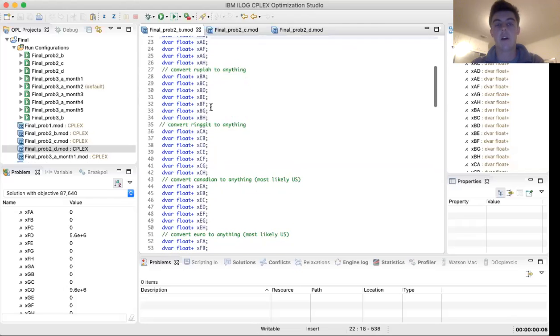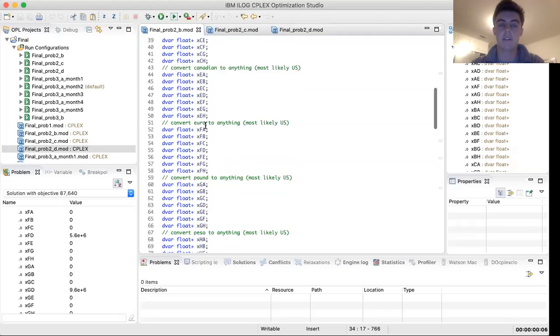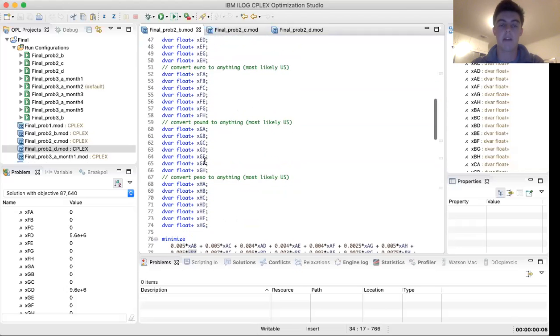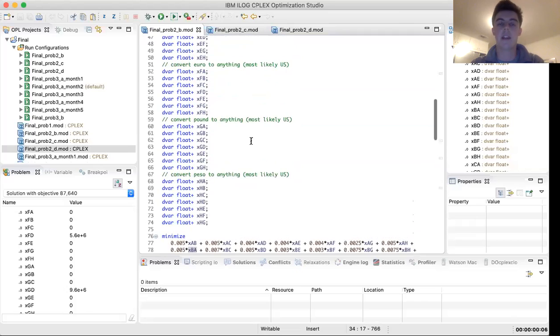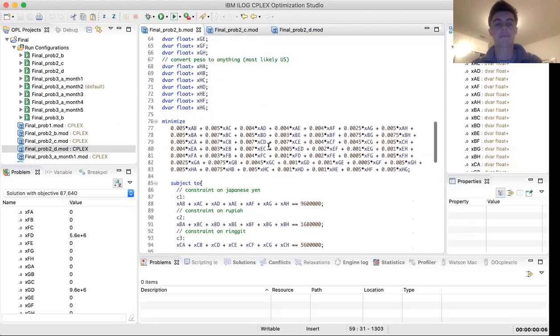As you see, I define all these decision variables from any currency to any currency: from euro, from pound, from peso. The reason I have most likely US is we assume that once it gets to a euro, pound, or peso or Canadian dollar, the next step would be to convert to US dollars. However, the problem statement doesn't state that we can't convert between these or back from these to a ringgit, rupiah, or yen, although we don't expect this to happen, but it is a possibility.